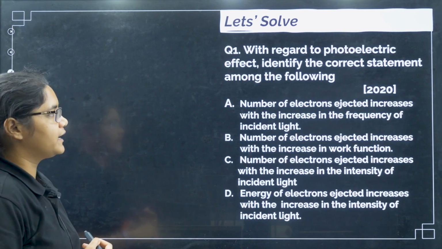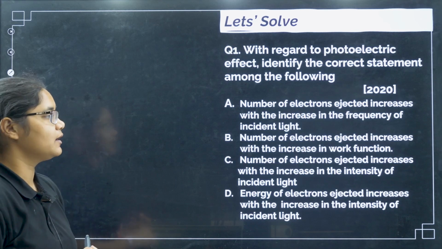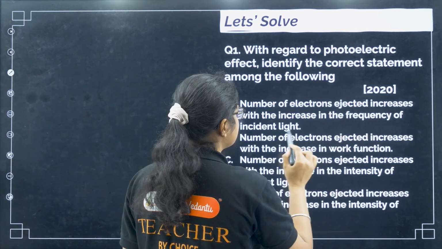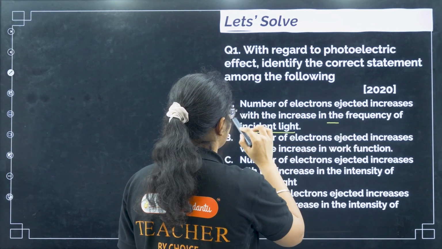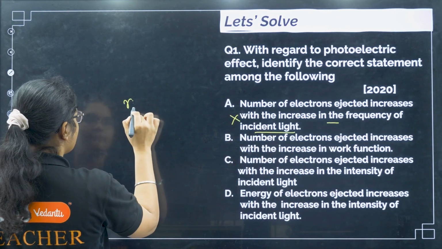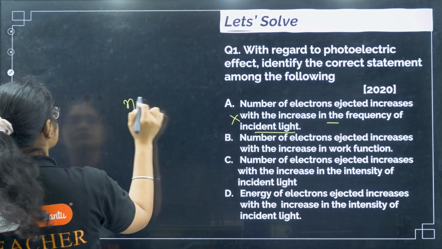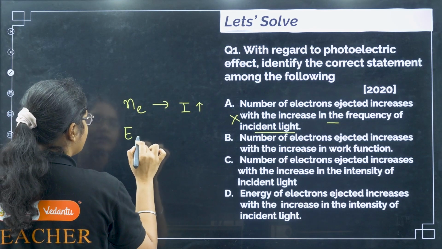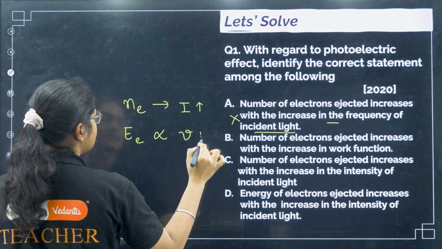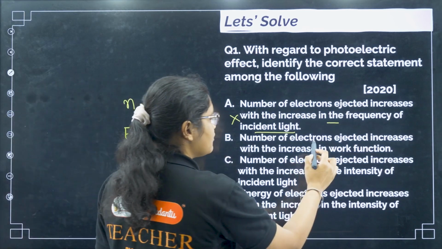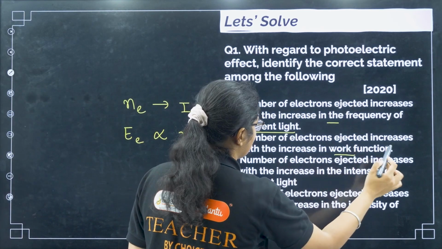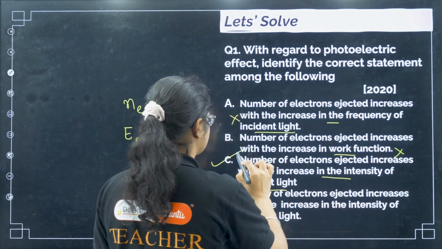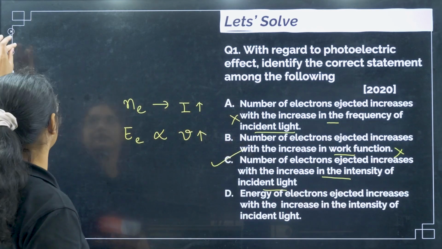With regard to the photoelectric effect, identify the correct statement among the following. Number of electrons ejected increases with the increase in the frequency of the incident light. No. Here you should remember, the number of electrons will increase if intensity is increased, and the energy of the electron will increase if the frequency is increased. Number of electrons ejected increases with the increase in work function. No. Number of electrons ejected increases with the increase in intensity. Yes, option C is the correct statement.